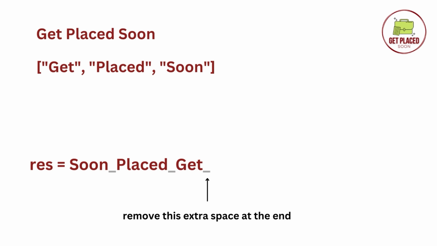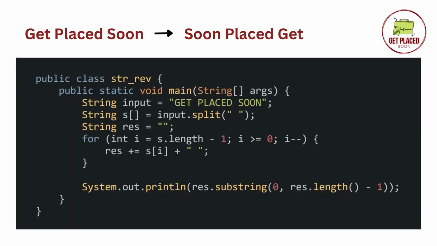After that, we are not printing the extra space at the end. So here, with the help of result dot substring 0 to result dot length minus 1, we are not printing the whole result. Result dot length minus 1 only we are printing, so that the extra space at the end is removed. The extra space at the end is not printed. So this is how we reverse the string word-wise.